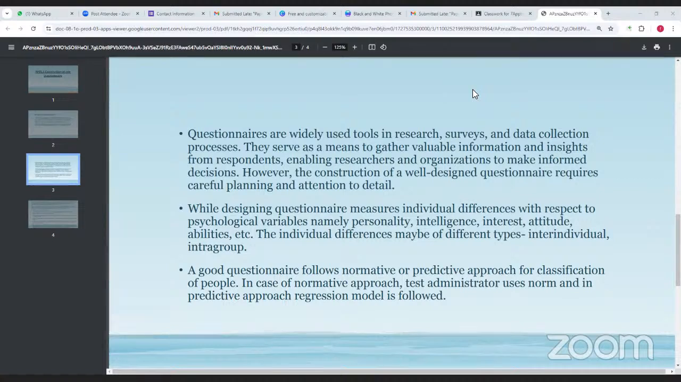For example, we want to find out whether there is any relation between the attitude towards hospital and the hospital effectiveness. So now hospital effectiveness will be your criterion variable, and attitude towards hospital will be your independent variable.